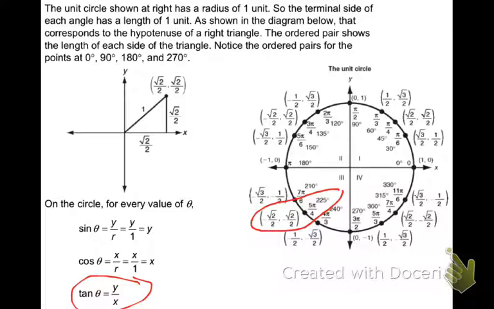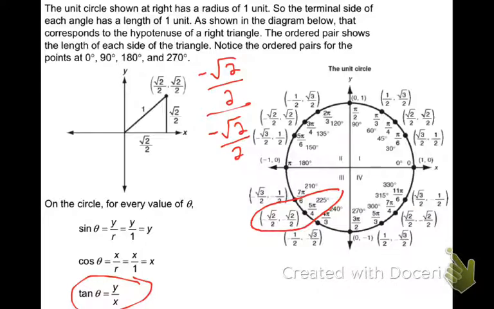Okay. As I look here, I want to put my y value over my x value. What is my y value going to be? Negative square root of 2 over 2, right? Over my x value, negative square root of 2 over 2. Does everybody see that? Can I have a fraction within a fraction?